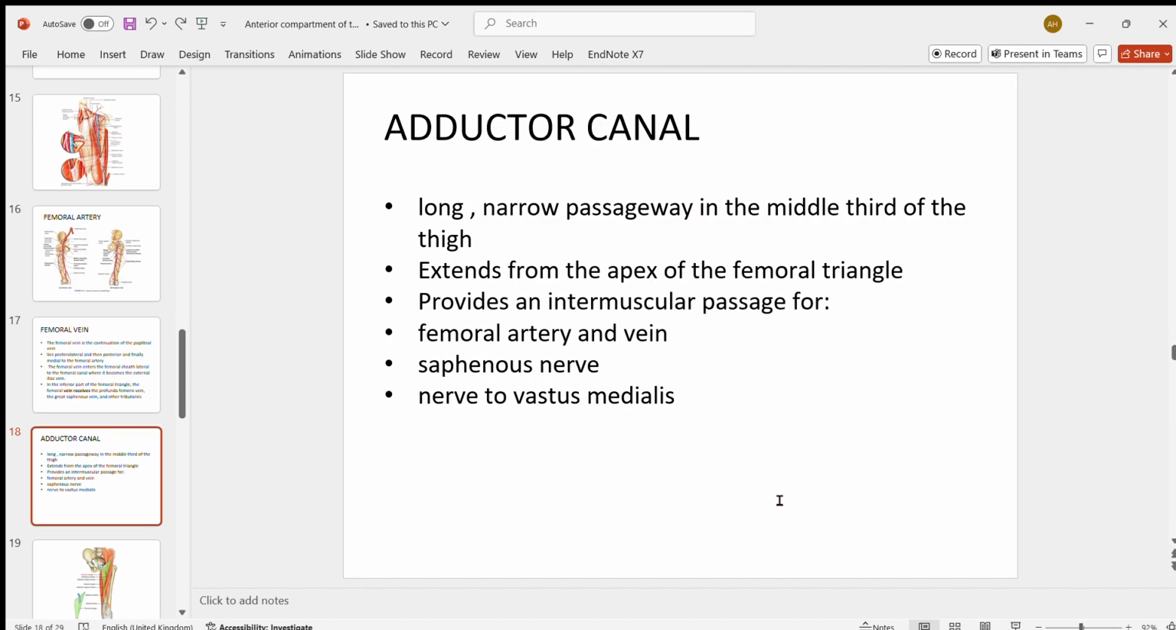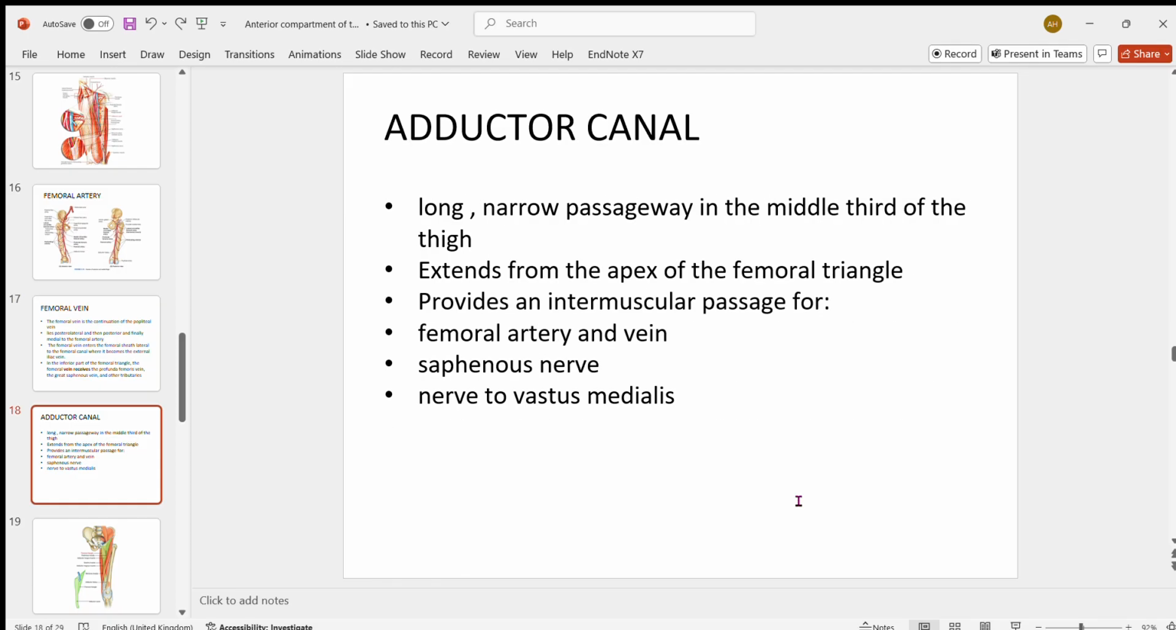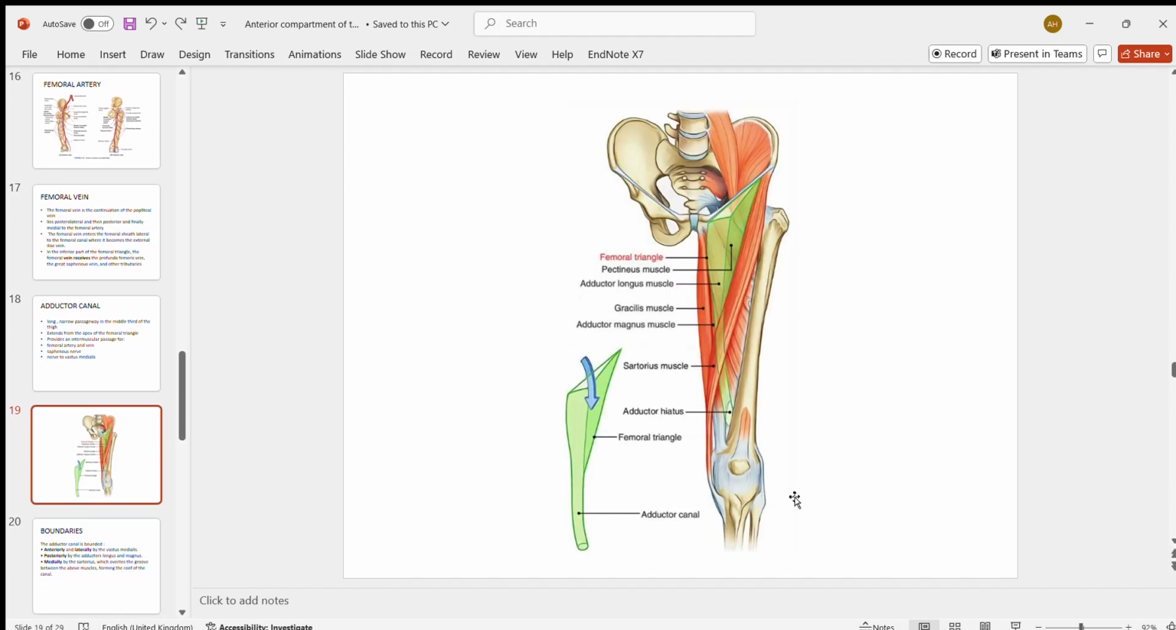Then is the femoral vein. The femoral vein has various tributaries. The various tributaries are the profunda femoris vein, the great saphenous vein, and other corresponding branches of the corresponding veins of the arteries of the anterior compartment of thigh.